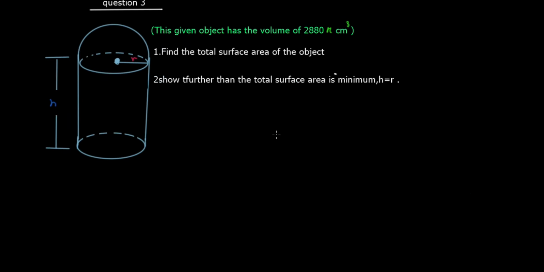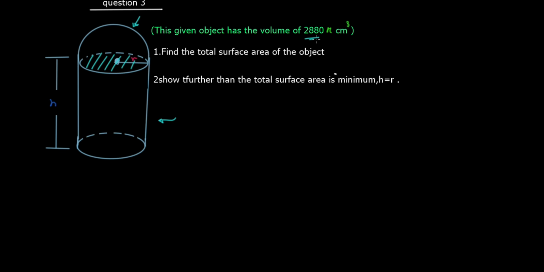Now let's look at this object. This object consists of two objects which are combined, the half of the sphere and the cylinder, which has no top. It means we are not going to involve this part over here, or the circle, when we write the area of it.